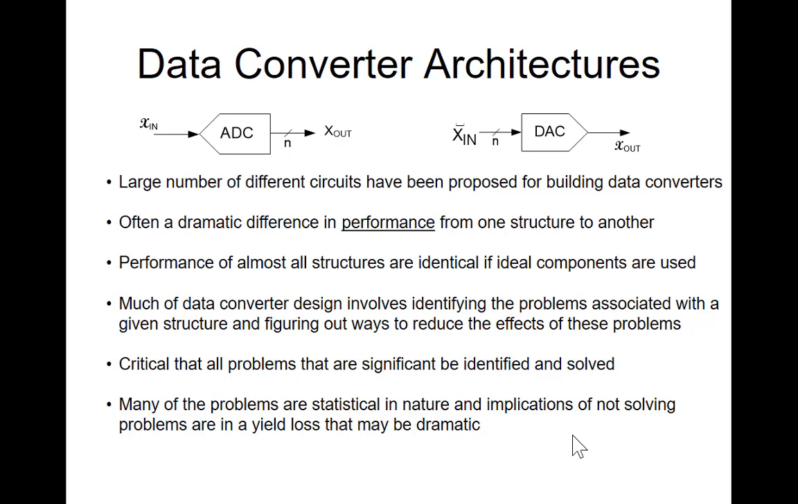There's a large number of different circuits that have been proposed to build data converters. What we find is that the different structures oftentimes have significantly different performance. However, the performance of almost all structures is identical if you use ideal components. So, much of data converter design involves identifying the problems associated with a given structure and figuring out ways to reduce these problems to an acceptable level.